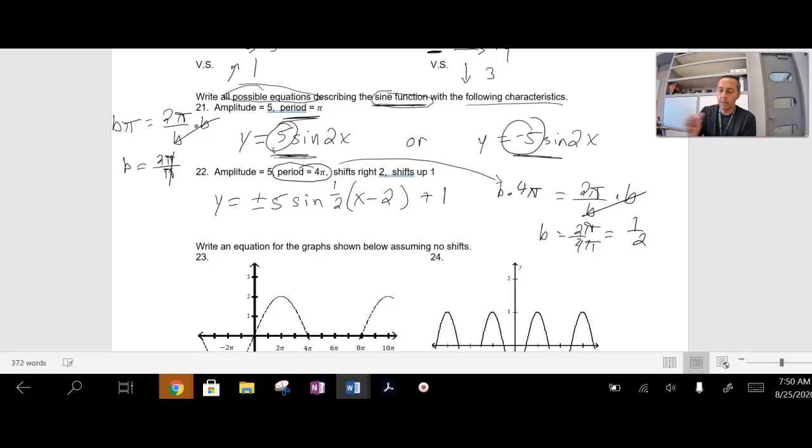Here's the only other way to write this, and be very, very careful when we write this. We would get plus or minus 5, and then you could, if you want, go ahead and have that 1/2 distributed as 1/2 x minus 1, and then plus 1. Either one of those two is okay. Okay?